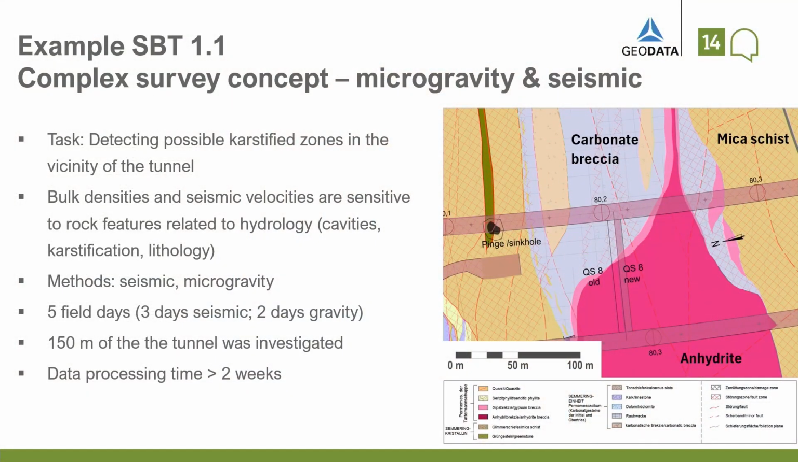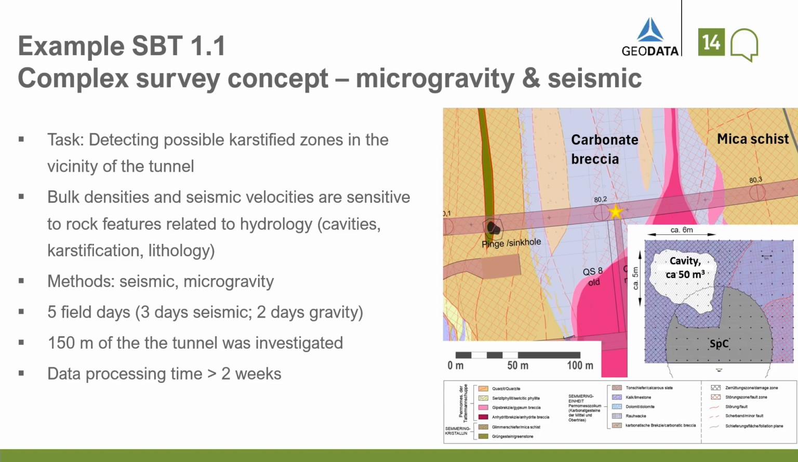Well, the second example is from Semmering Base Tunnel. That is a bit different. This scenario is very specific and, compared to the previous example, much more complex. But actually, the task and the question were still the same: could you please detect whether we have some cavities or some karstified zones around the tunnel?